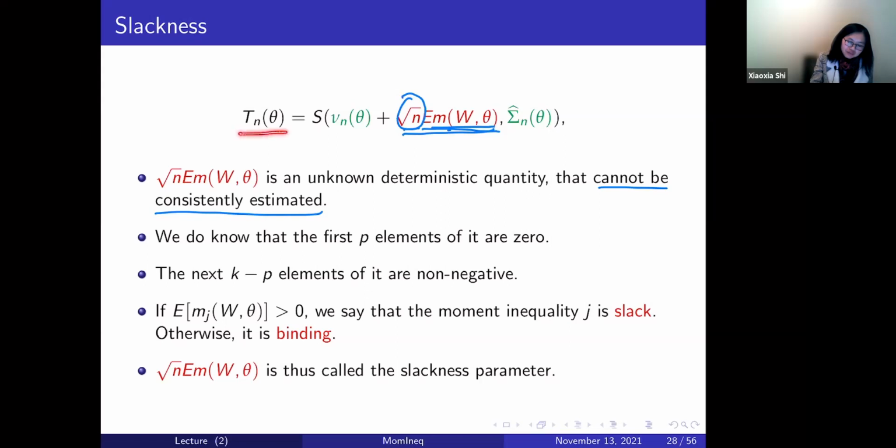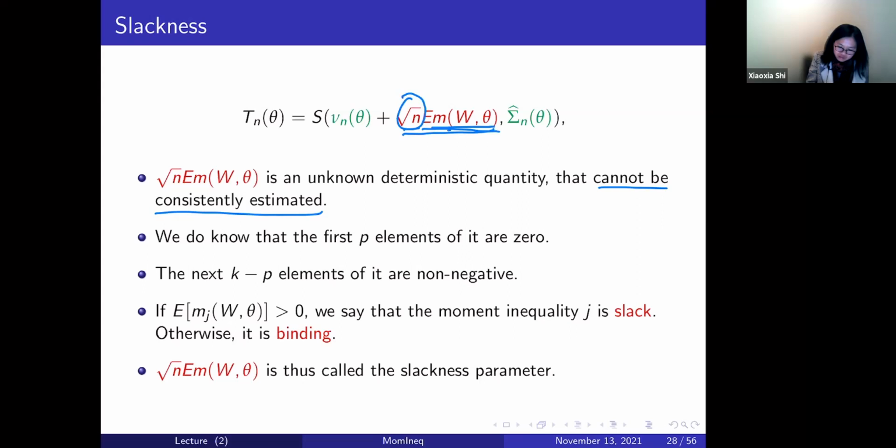However, the null distribution of T_n(theta) can be bounded. How do we bound it? Recall that S has a monotonicity property. S is monotonically decreasing in the last k minus p elements. We know the first p elements of this part are known, because these are equality constraints which set E m(W, theta) to 0. But the next k minus p elements are not known. They are only known to be non-negative.